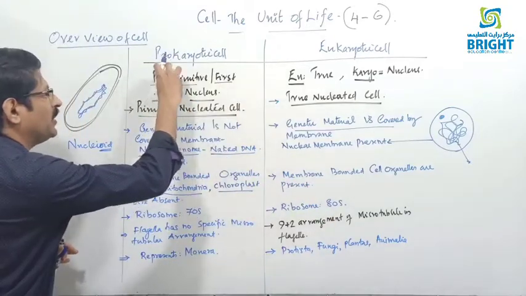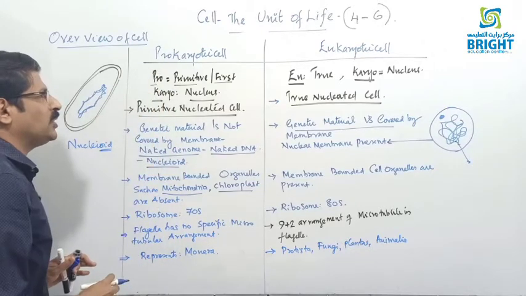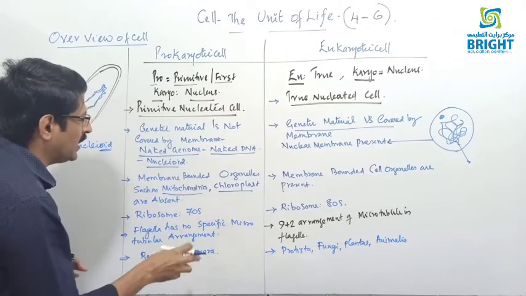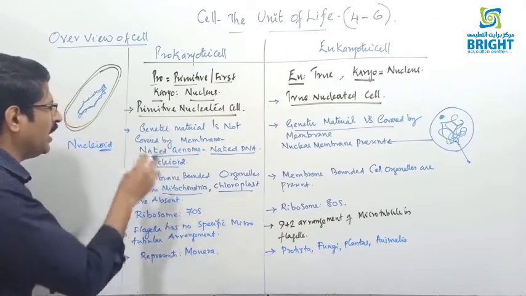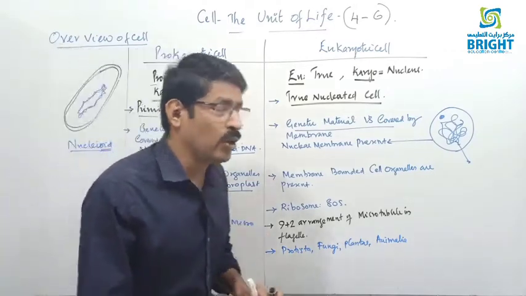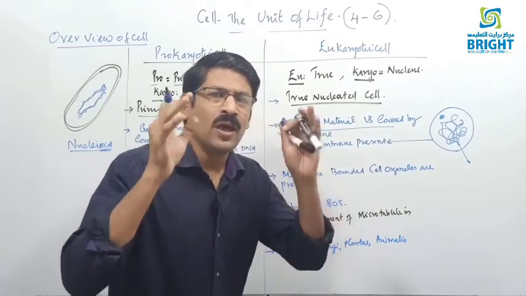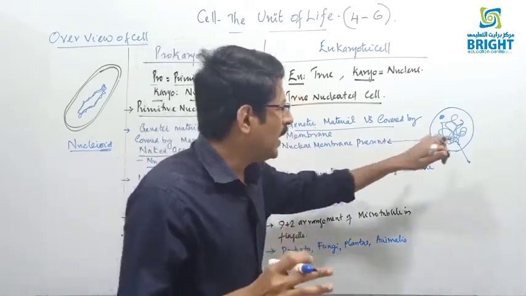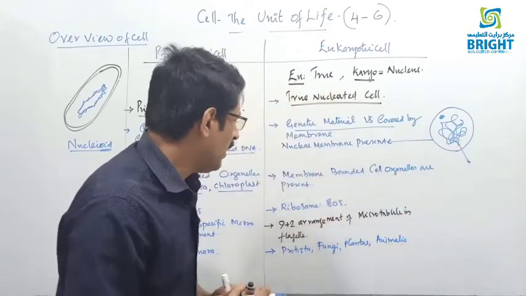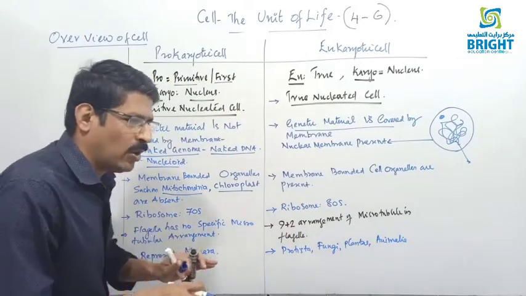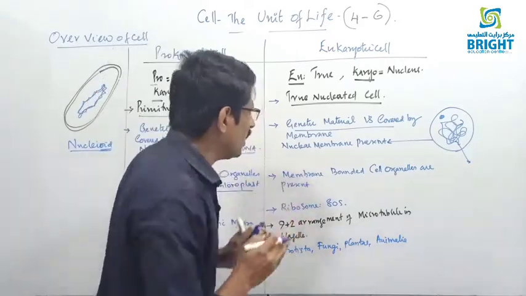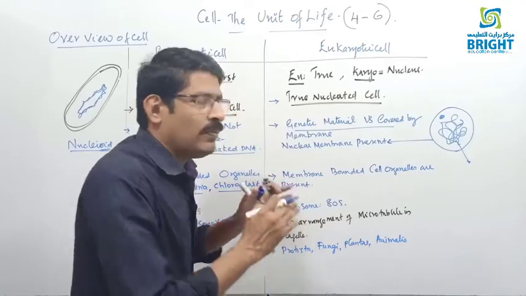First one is, it is a primitive nucleated cell. Pro is first or primitive, and they have no nuclear membrane. The DNA is naked, a circular, coiled DNA which is present free in the cytoplasm, and that is called nucleoid. But in the case of the eukaryotic cell, it is a true nucleated cell with a nuclear membrane and chromatin material, and the nucleolus is present, a true nucleus is present. But in the prokaryotic cell, membrane bound organelles are totally absent. And in the eukaryotic cell, membrane bound organelles are present.